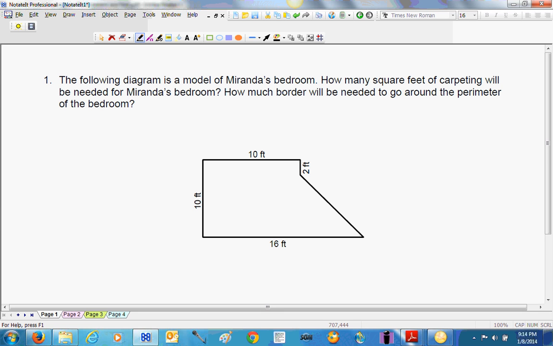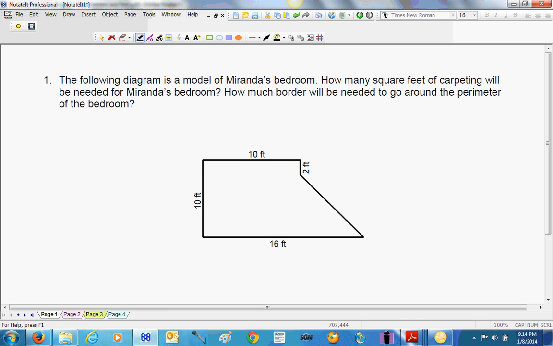I want to talk about some composite or irregular figures. Let's take a look at this word problem. The following diagram is a model of Miranda's bedroom. How many square feet of carpeting will be needed for Miranda's bedroom? How much border will be needed to go around the perimeter of Miranda's bedroom?